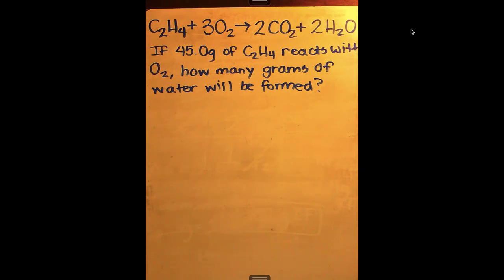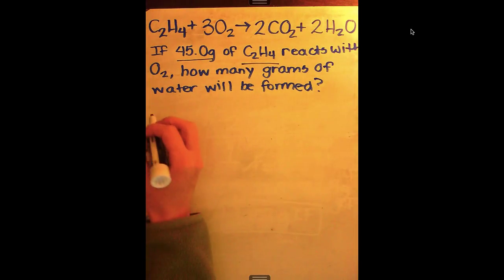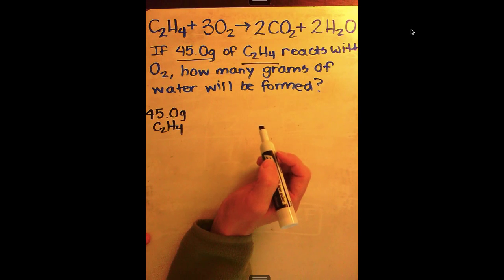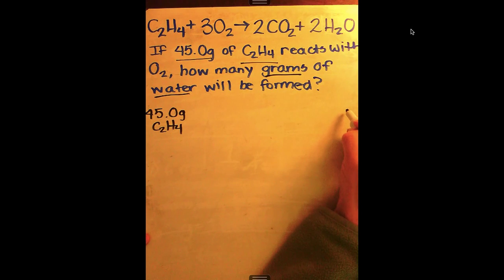So we see a combustion reaction, C2H4 plus 3 moles of oxygen yields 2 moles of carbon dioxide plus 2 moles of water. And our question says, if 45.0 grams of C2H4 reacts with O2, how many grams of water will be formed? So let's start by writing down what we're beginning with or being given, and that is 45.0 grams of C2H4. So let's go ahead and write that down. And then let's see what we're trying to get to. How many grams of water? Okay, so I'm going to go over here on the far right side and write grams of H2O.